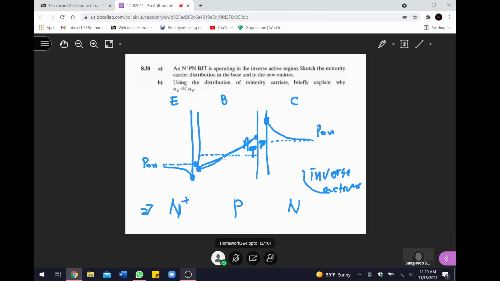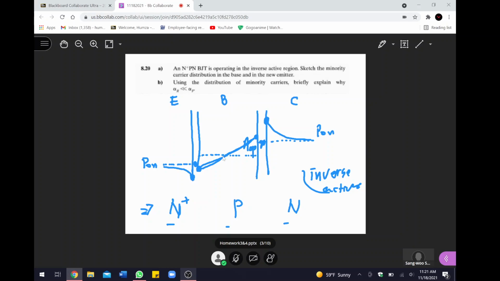But keep in mind that the level of this represents your doping, so you have to represent it correctly. It's the same as when you draw the energy band diagram: the relative gaps between the conduction band or Fermi level need to be properly distinguished. The same way, you have to distinguish this like this. And this is the inverse active region.